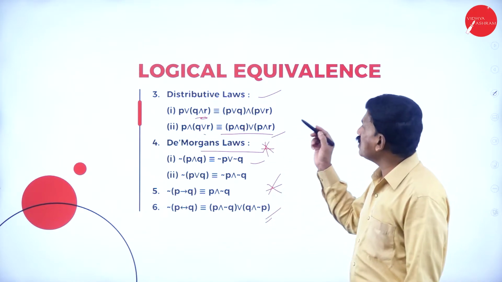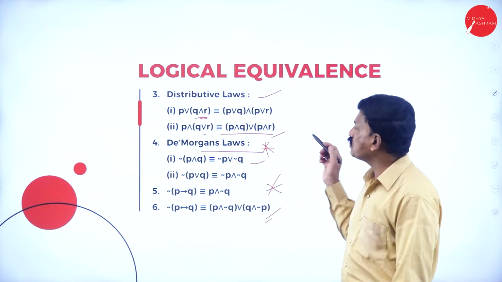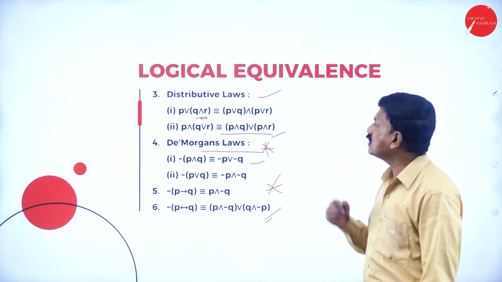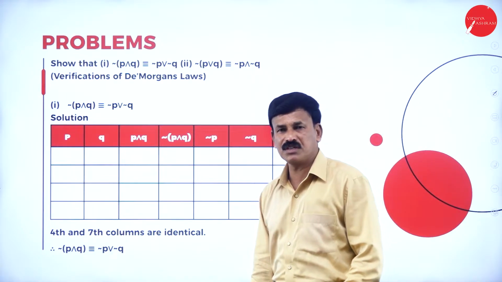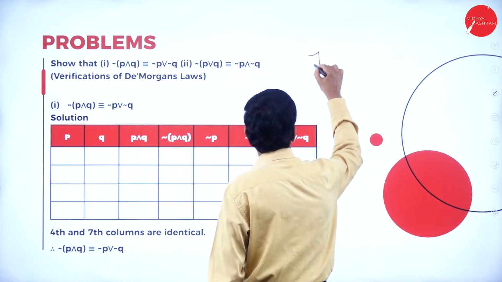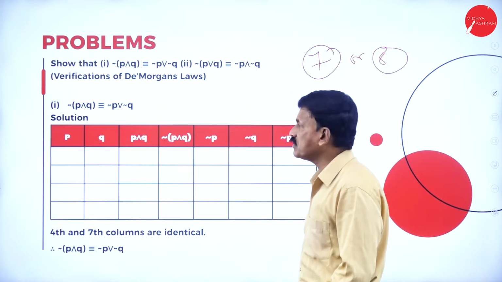So, these are few logically equivalent statements. That is, associative law, commutative law, distributive law, De Morgan's law. Right. Now, let us take an example. Definitely, you will get one question from this for either 7 or 8 marks. This is a sure question.